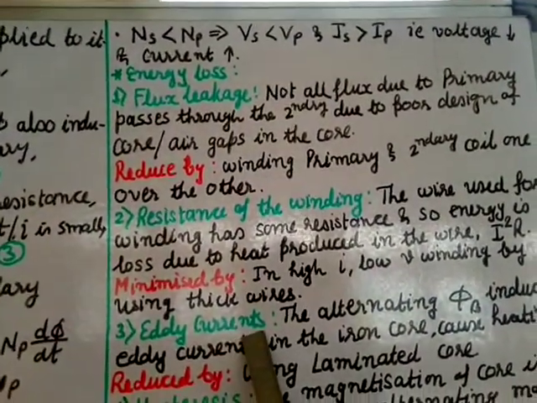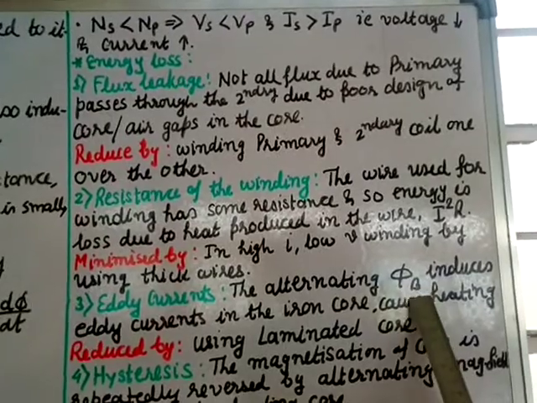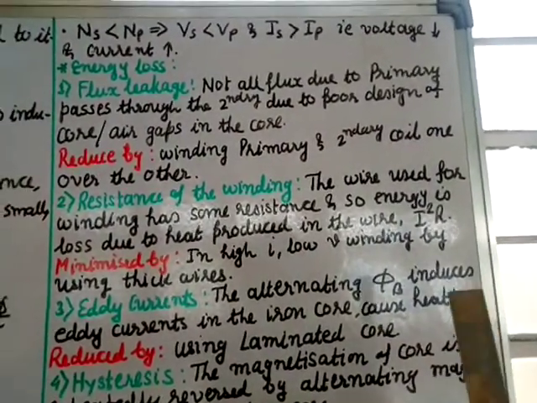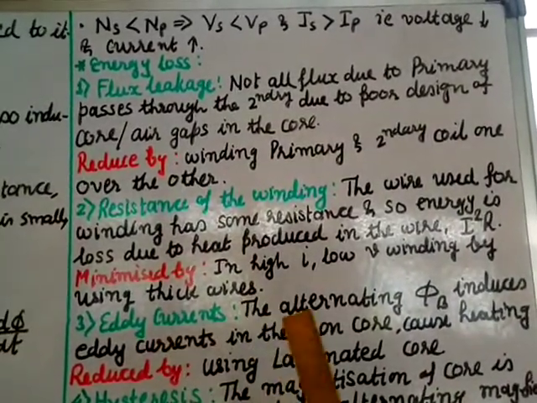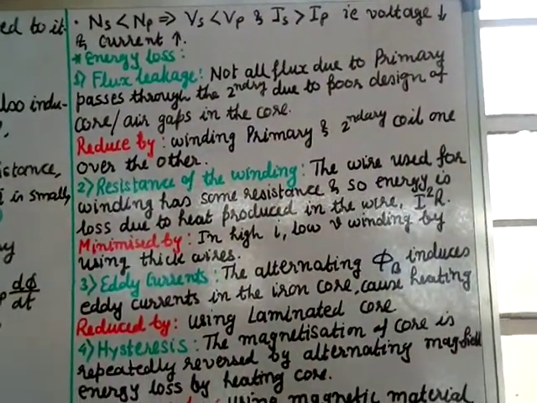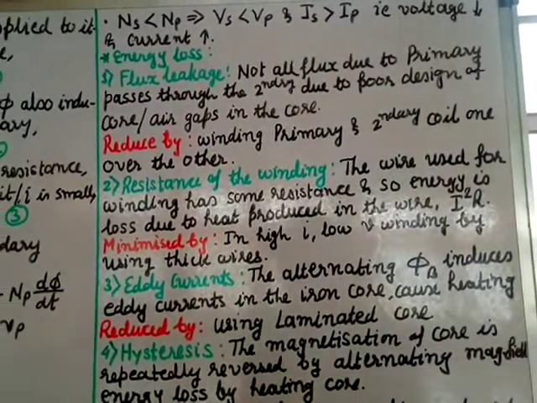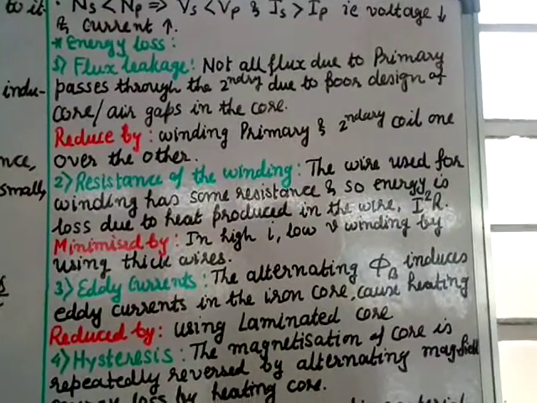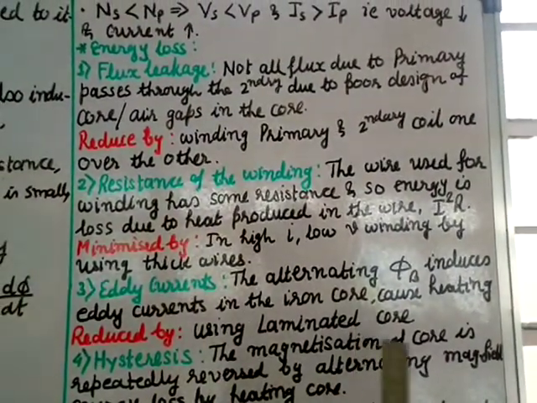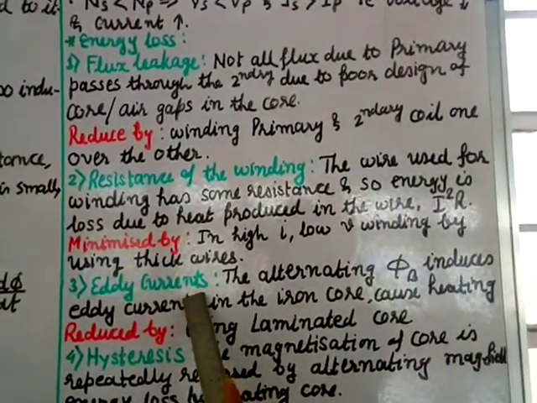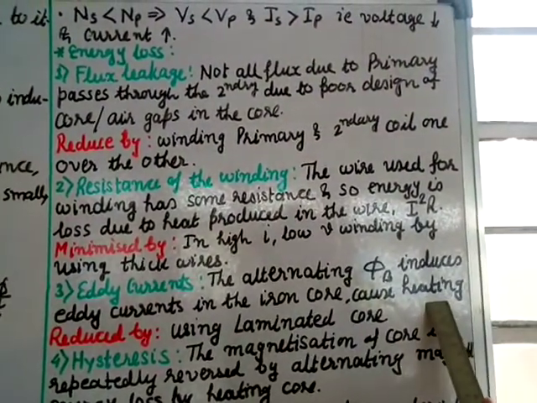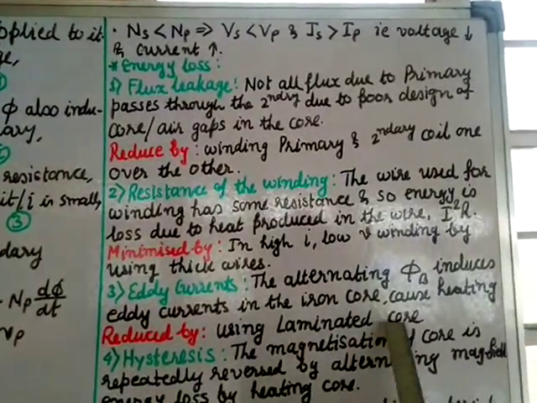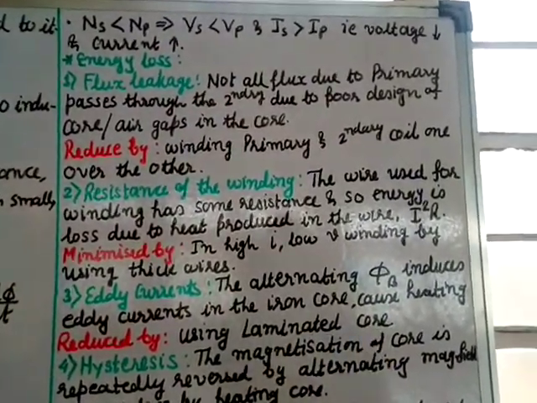Number 3, eddy currents. The alternating flux induces eddy currents in the iron core, causing heating. Now we have studied that eddy currents are the currents which are produced in any bulk material when the bulk material is placed in changing or alternating magnetic flux. So here also the eddy currents are induced. When eddy currents are induced, the core becomes heated up, and if the core is heated, that means there is energy loss. This is reduced by using a laminated core.